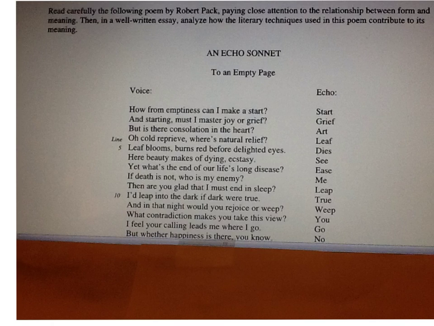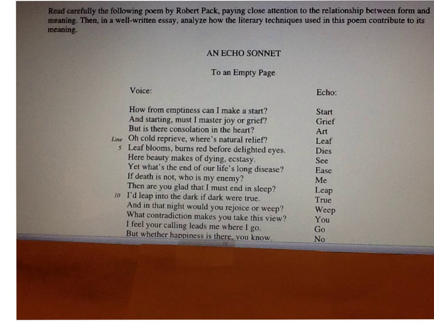Here we start looking at a poetry prompt for the AP English Lit test. Let's look at the prompt at the top of the page first. Read carefully the following poem by Robert Pack, paying close attention to the relationship between form and meaning. Then, in a well-written essay, analyze how the literary techniques used in this poem contribute to its meaning.